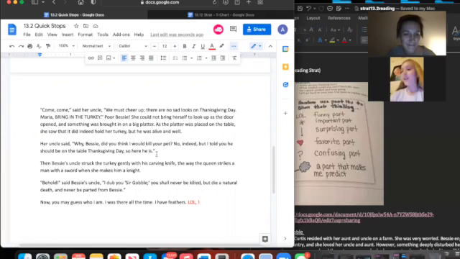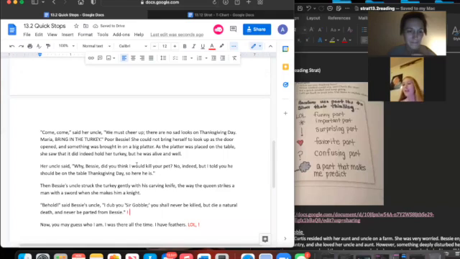And also the IW Sir Gobble part, you shall never be killed but die a natural death. Which symbol would you use for that? Also, probably the surprising also. Definitely. And again, the part above it, then Bessie's uncle struck the turkey gently with his carving knife, the way the queen strikes a man with a sword when she makes him a knight. Surprising as well.